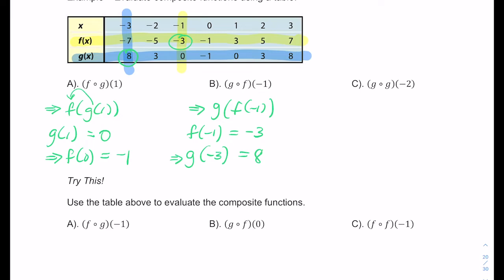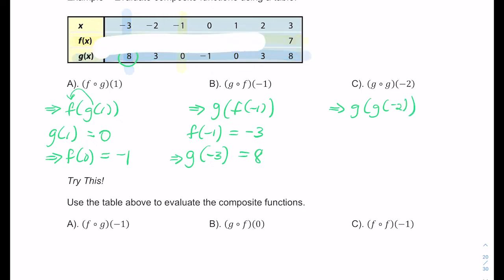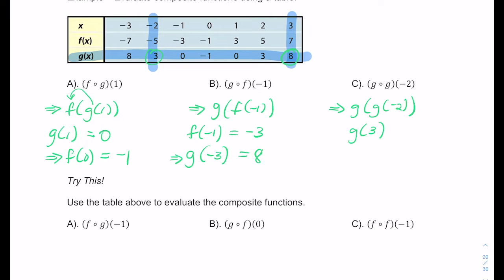And for letter C, I've got g of g of negative 2. So now I'm going to do the same thing, go to my g of x row, find where x is negative 2, and I get 3. So now I'm going to find g of 3, so keeping with that same row, and this time going to 3, the value I get is 8.